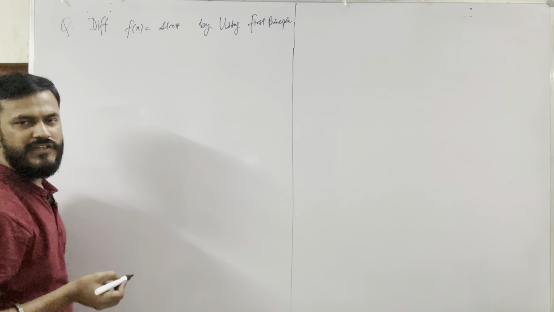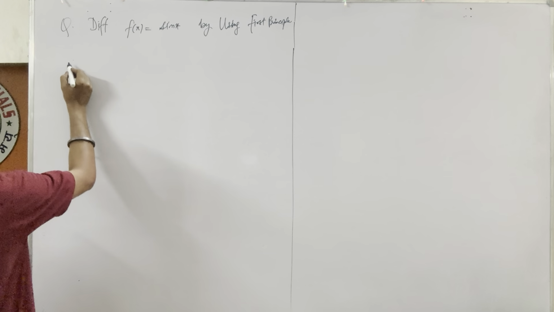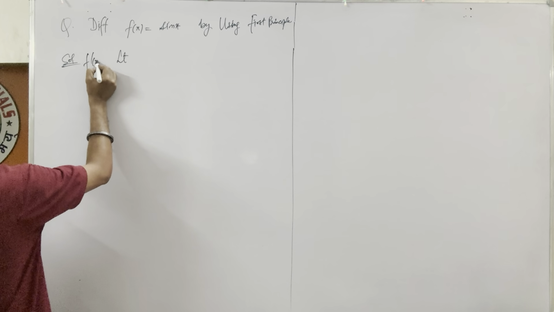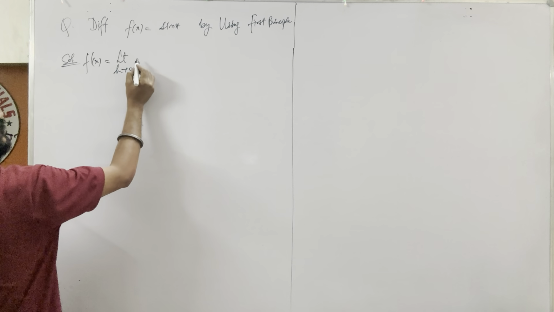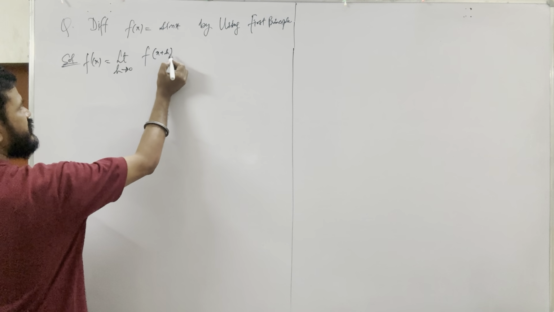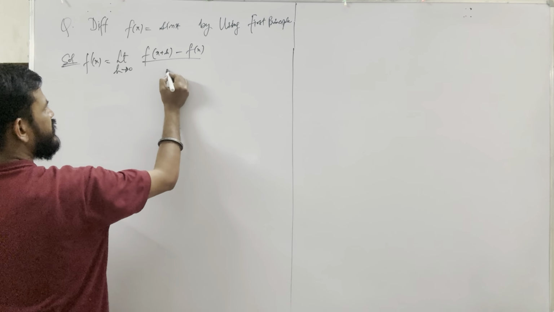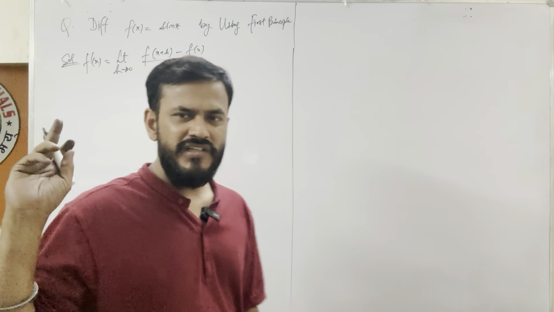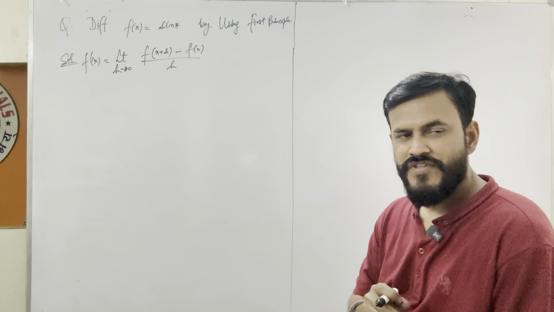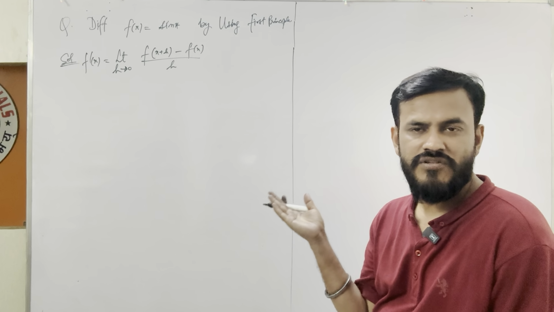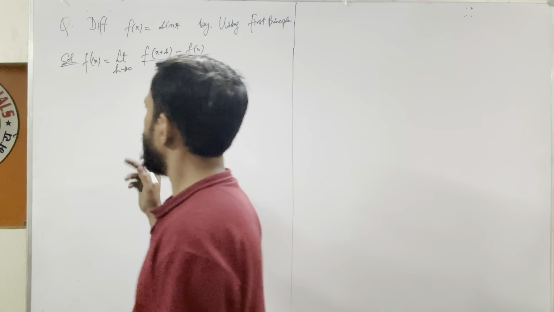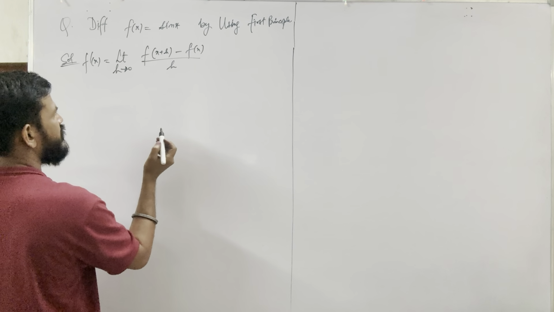By using first principle, we are going to differentiate f(x) equal to sin x. Now, solution. f dash x will be limit h tends to 0, f of x plus h minus f of x divided by h. Here I chose right hand derivative, one can choose left hand as well. It doesn't matter, one can go ahead with either left hand derivative or right hand derivative. So I'm choosing right, you can go left.